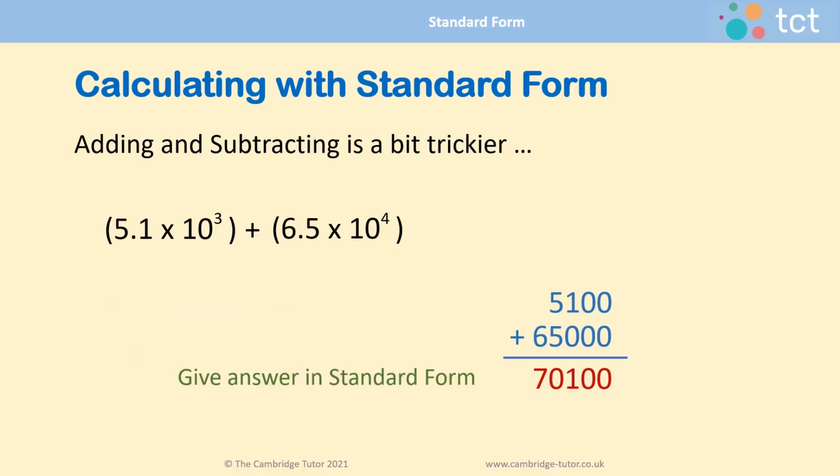And then we convert that to standard form. So we get the decimal point after the 7. 1, 2, 3, 4. So that's 7.01 times 10 to the power of 4.